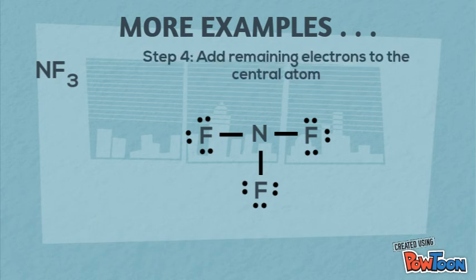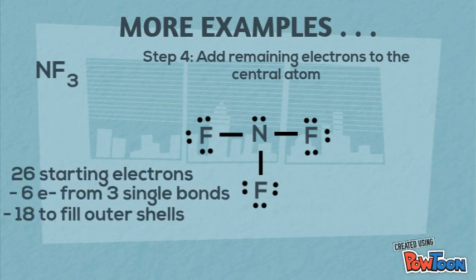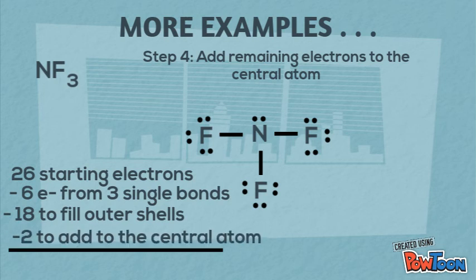Step number 4 is to add remaining electrons to the central atom. We have 2 more left, so we're going to add those to nitrogen. Okay, so that we started with 26. We used the 24 there, and we just used the last 2 for nitrogen, so that leaves no electrons to add.